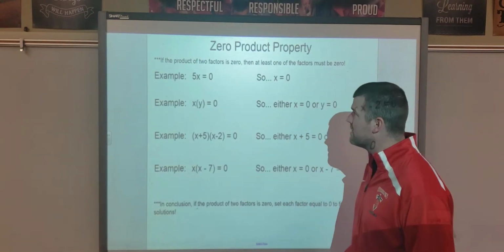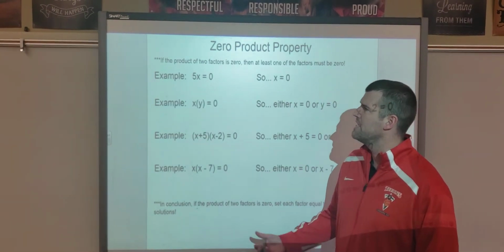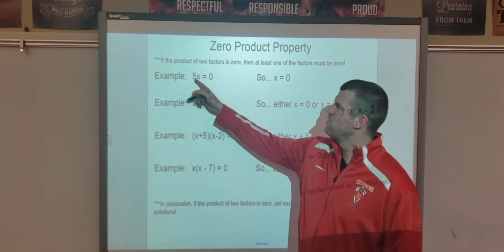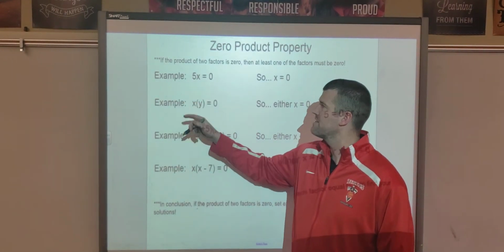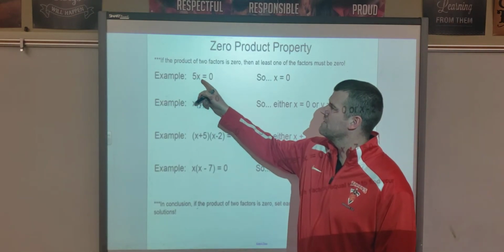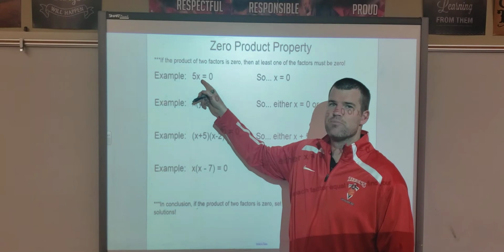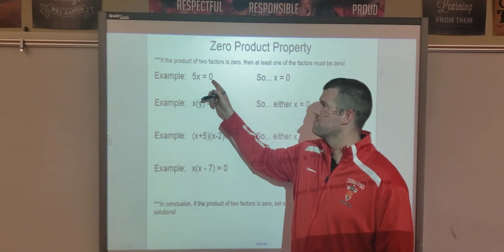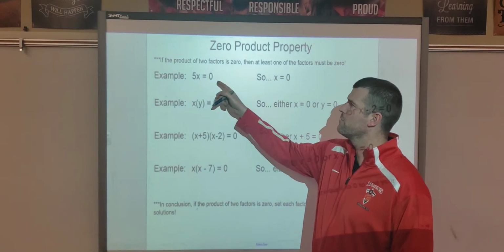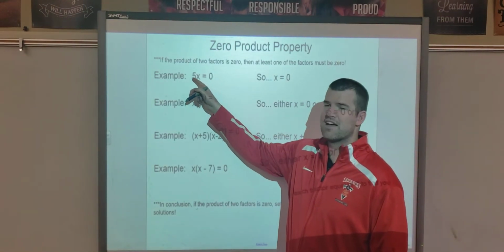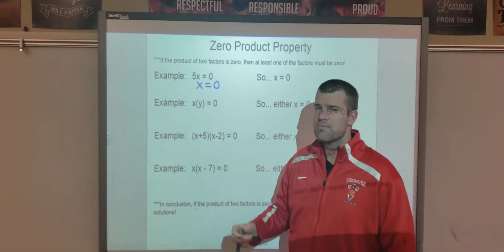First thing we're going to talk about today is something called the zero product property. It's a pretty simple idea. If you multiply two things together, which is what a product is, and your product is zero, what does one of the factors have to be? Well, in order to multiply to zero, x would have to be zero, right? The only way to multiply and get zero is if one of your factors is zero.